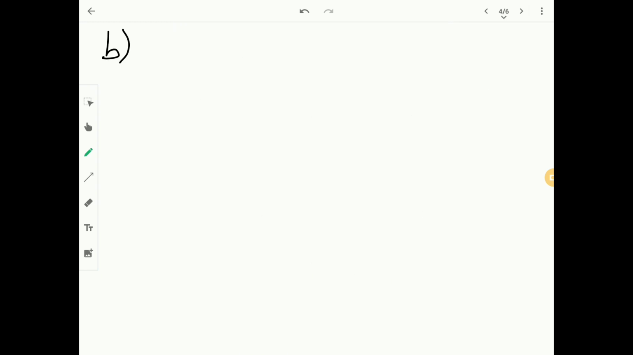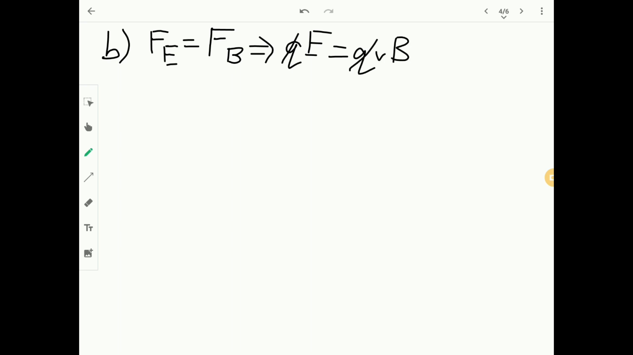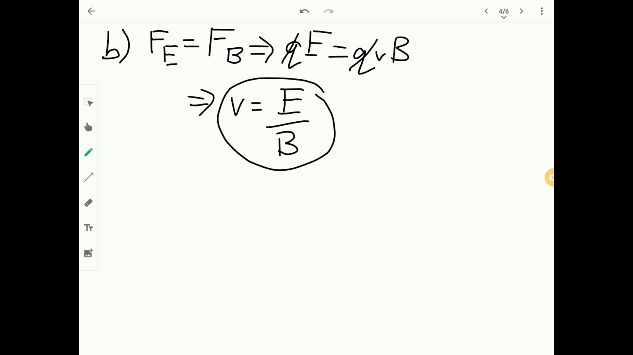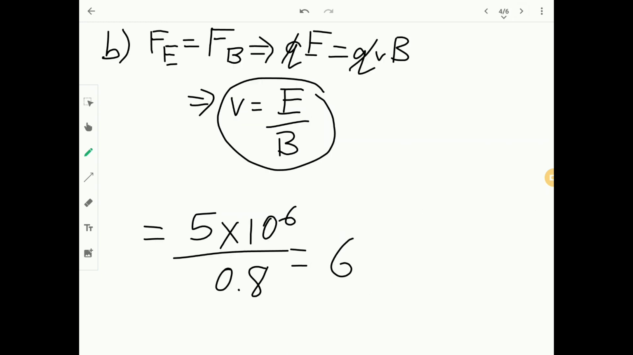Okay, one thing we should know in a velocity selector is that our electric force is equal to our magnetic force. What this means is we should know that Fe is in fact equal to QE and Fb is equal to QVB. The Q's cancel, and when we are looking for the speed, v is equal to E over B. Again, this is a formula that you may memorize or you may choose to derive. So when we substitute, E over B, where E is 5 times 10 to the power 6, B was 0.8, giving us 6.25 times 10 to the power of 6 meters per second.